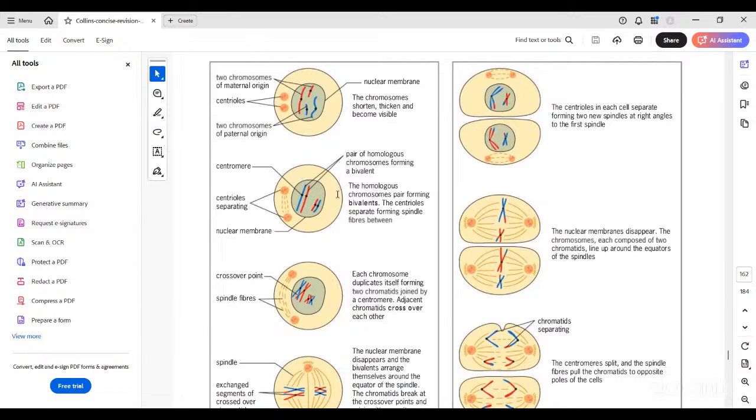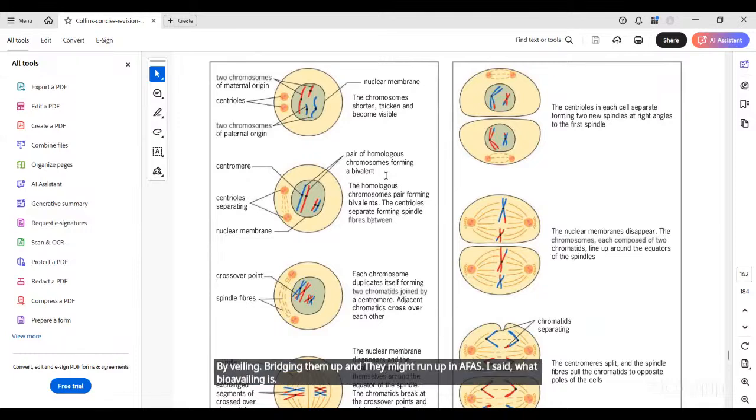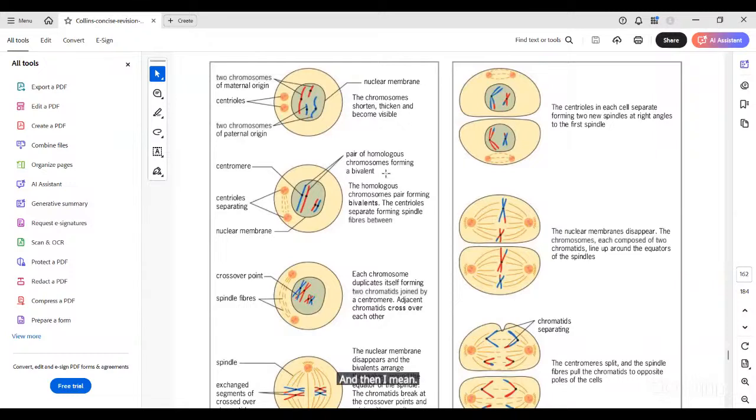Yes, sir. I will call that bivalent. So that's something added in the nerd category: bivalent. So when you're bridging them and they run up in your face, ask them what bivalent is. You see me? That's how we nerds do it.